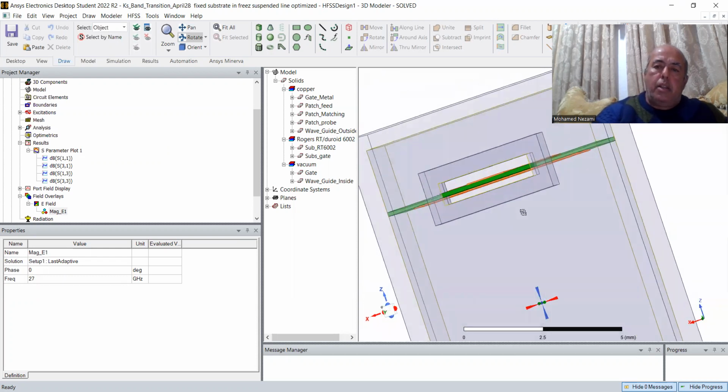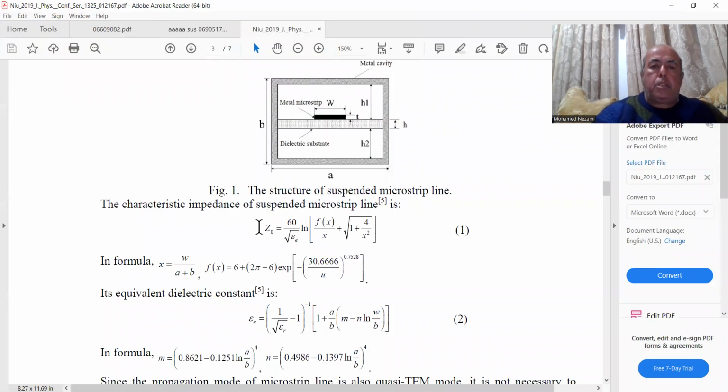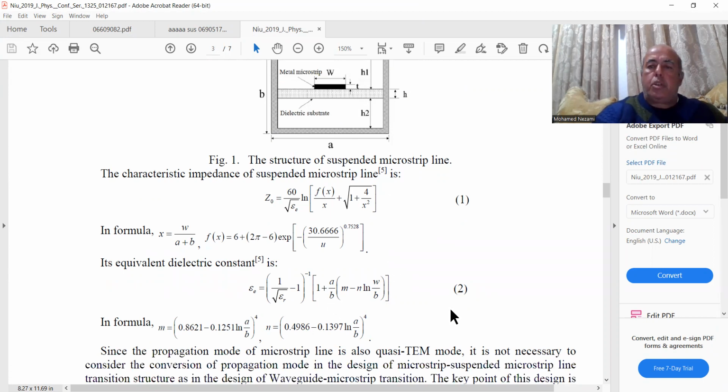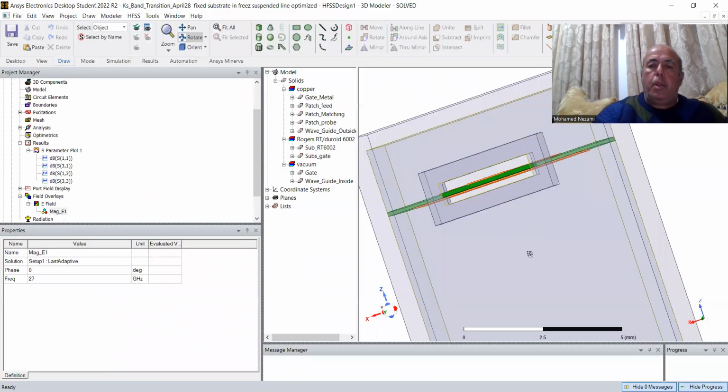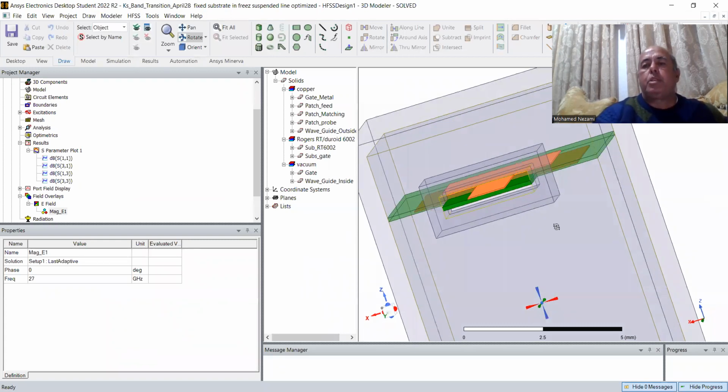See this channel in here? This is the channel, a metallic channel. This is basically what determines what plays a role in the characteristic impedance of the suspended line. As you can see, H1 and H2, if they're asymmetrical, they have to be formed separately. You can see that there's a great dependency.